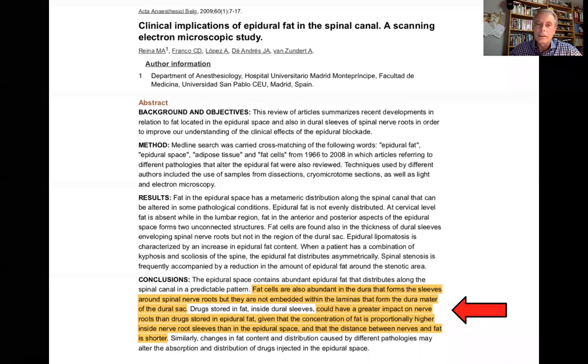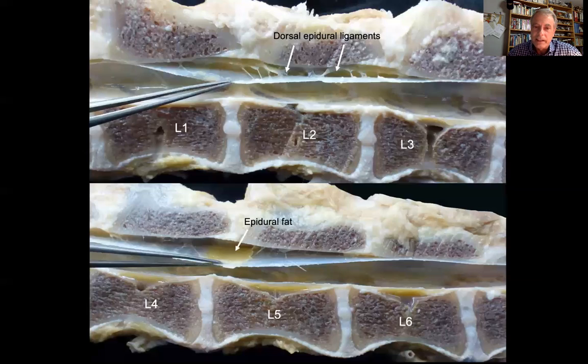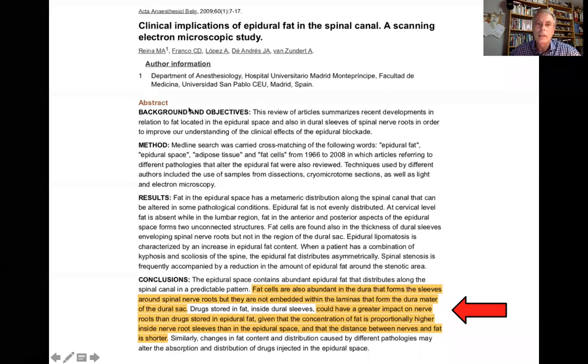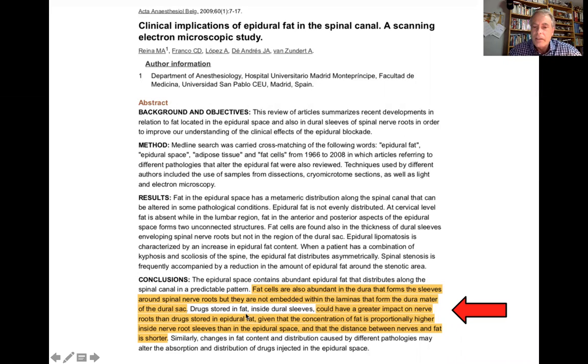It is important, as we were saying, there is fat here, the epidural fat, you see the epidural fat, but also, look at this paper, these fat cells are also abundant in the dura that forms the sleeves around the spinal nerve roots, but they are not embedded with the laminas that form the dura mater of the dural sac. And this is important because they could have a greater impact on nerve roots than drugs stored in the epidural fat, okay? This is important for the clinicians.